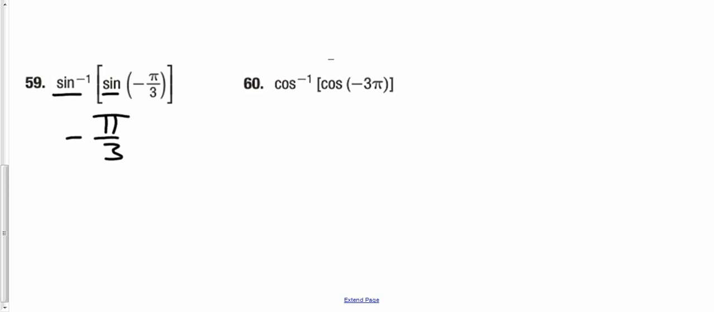However, for this one, because -3 pi is outside of the interval of where the inverse cosine is defined, I have to find a coterminal angle with -3 pi. Okay, so if I think about -3 pi, I go around once, that's 2 pi. Once more, I'm going to be right here. Okay, that angle can be defined as pi.